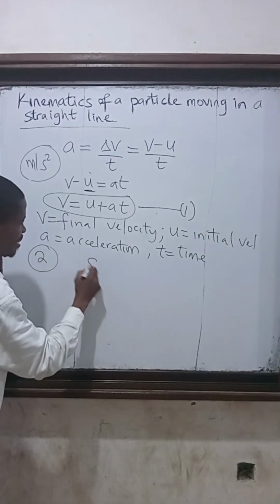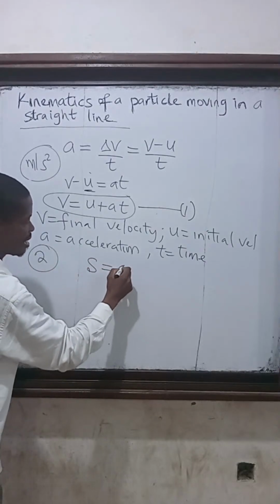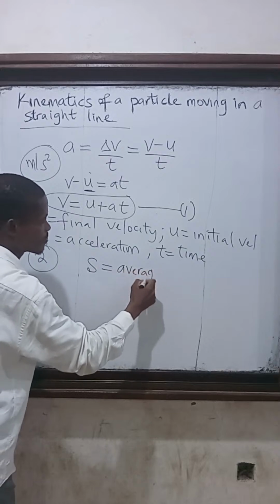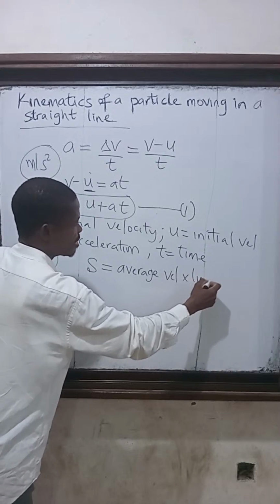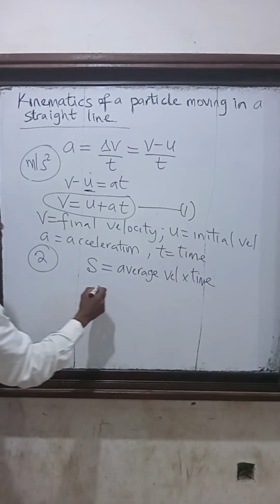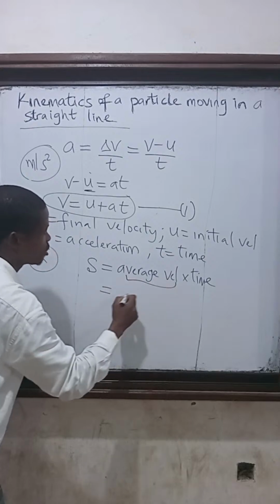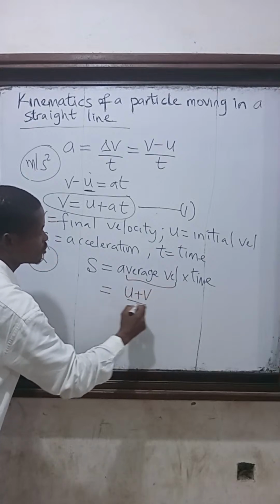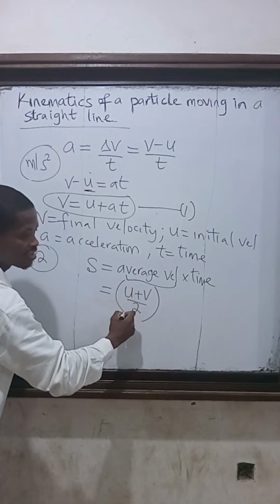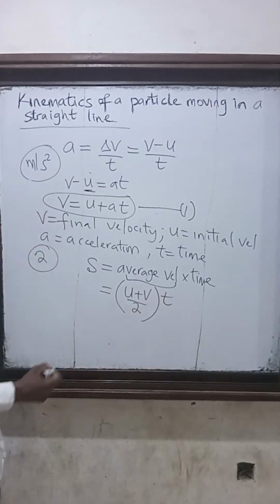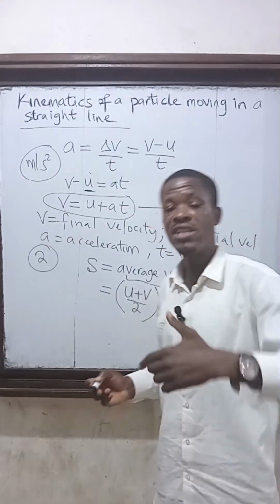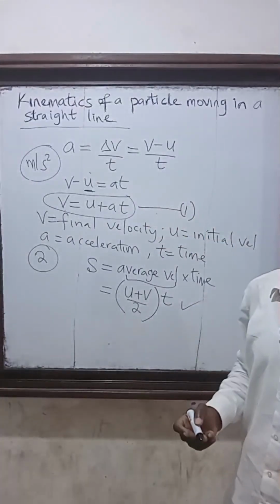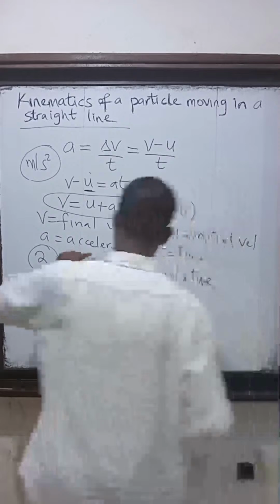We can have displacement equal to what? Average velocity times time. And average velocity will be equal to u plus v over 2, times t. That's our second equation, where u is the initial velocity, v is the final velocity, and t is the time.